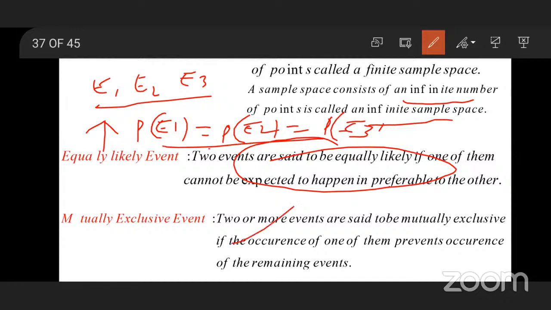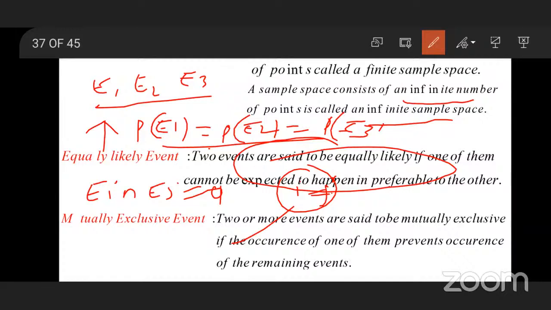What is the mutually exclusive condition? Ei intersection Ej is equal to phi, where i is not equal to j, is called mutually exclusive events. Equally likely events means all events have equal probability. Mutually exclusive means Ei intersection Ej is equal to phi.